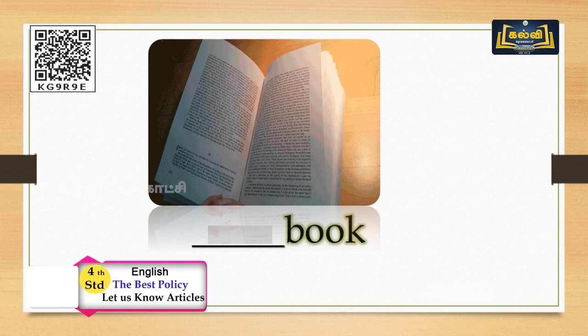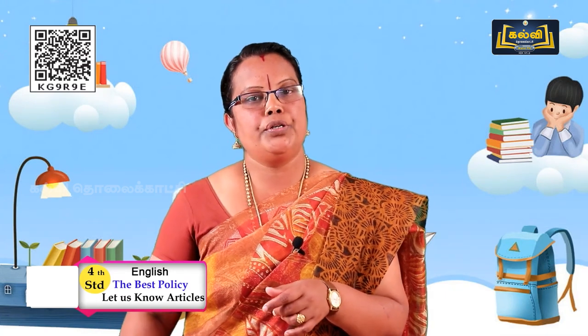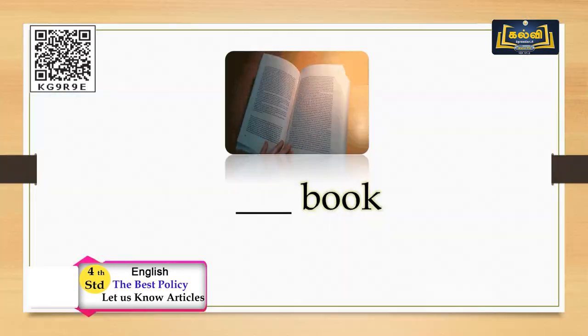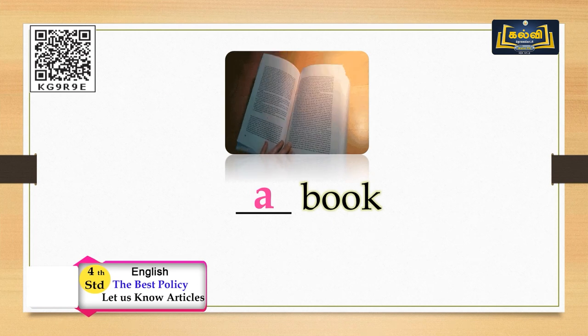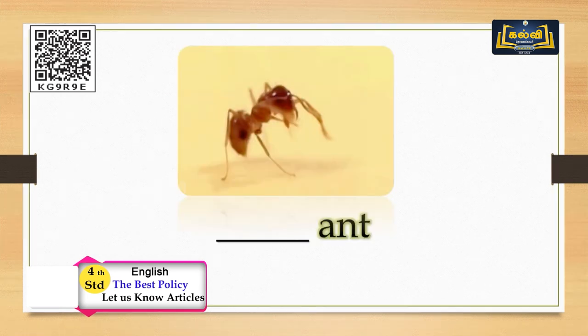B-O-O-K. The word starts with B. So obviously it is understood. You should use article A. Yes, you're right. The A is running and coming and sitting in that place. Now, what can you see there? You can see ant. A ant or an ant.